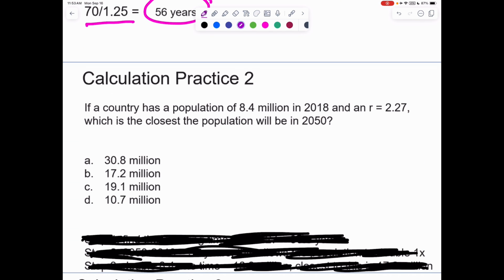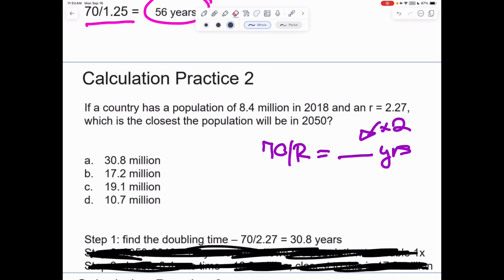Question number 2. If a country has a population of 8.4 million in 2018 and an R value of 2.27, what is the closest population in 2050? Don't get overwhelmed by this. Just start again with 70 divided by R equals a certain amount of years, which is my doubling time. Okay, so let's just start by calculating that. That will be our first step. So find our doubling time. 70 divided by 2.27 equals 30.8 years.